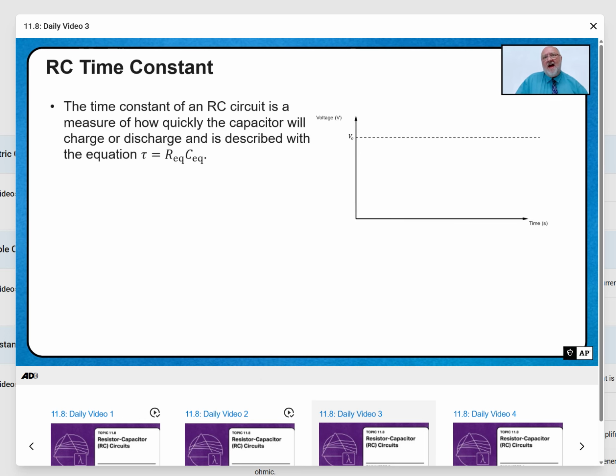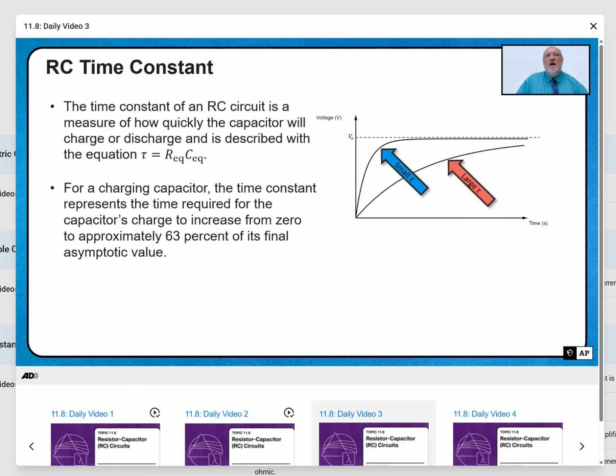So if I have a value for the time constant that is small, my capacitor charges with a curve that looks like that. If I have a time constant that is rather large, then the curve looks more like that. Those are both exponential growth curves, but one takes much longer than the other. When you're charging a capacitor, the time constant represents the time required for the capacitor's charge to increase from 0 to approximately 63% of its final asymptotic value.